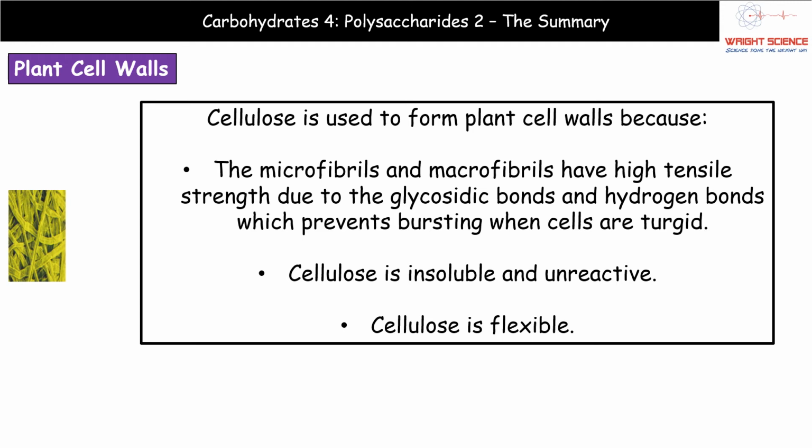Because they've got that high tensile strength, that's going to help those cells with cellulose in the walls to avoid bursting. And remember, that's going to be really important because we're going to have water moving into our plant cells, making them turgid. The last thing you want to happen is for that cell to burst when they are turgid. So the cellulose helps to prevent that because of the high tensile strength.